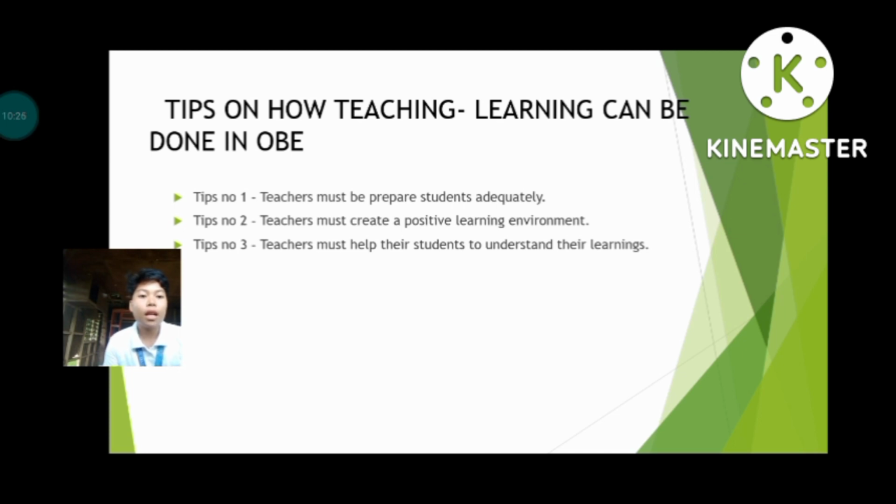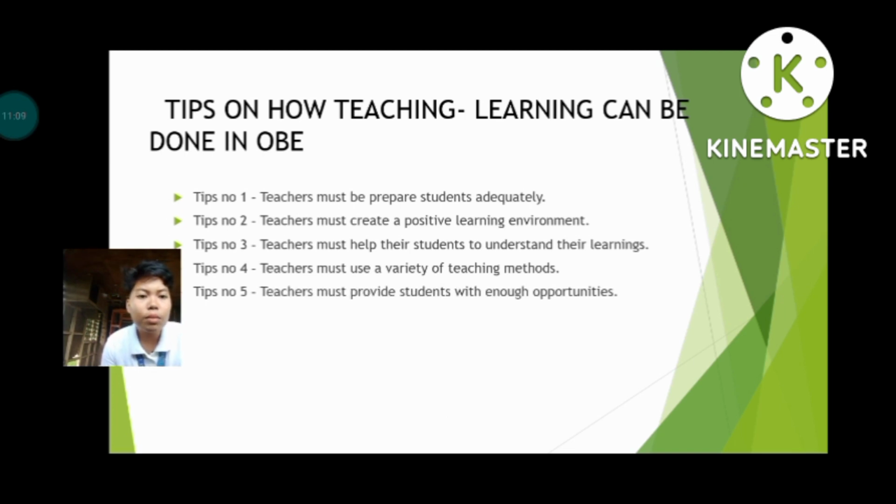Tip number 3. Teachers must help their students to understand their learnings. We must teach our students so that they impart more knowledge, skills, and understanding as we go on with the lessons or our discussions. Tip number 4. Teachers must use a variety of teaching methods. The most appropriate strategy should be used, taking into account the learning outcomes the teacher wants the students to achieve. Also to consider are the contents, characteristics of the students, resources available, and the teaching skills of the teachers.